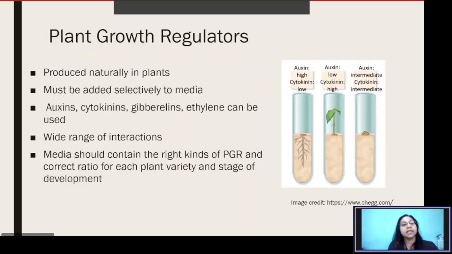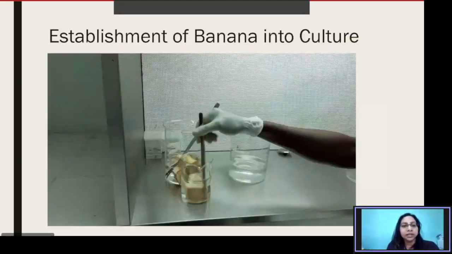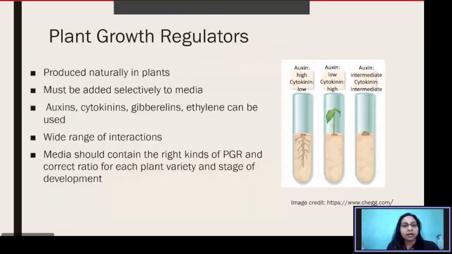Before I move on to the next stage, I just wanted to mention a little note about plant growth regulators, because it is so important for plant tissue culture. As I explained before, the media for plant tissue culture has nutrient content. But plant growth regulators are produced naturally in the plants, and they aid in developmental processes within the plant for growth.